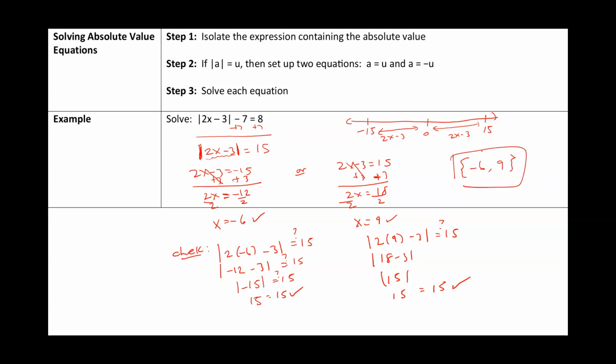So the steps are, first isolate the absolute value. Once you have done that, take the expression inside the absolute value and set it equal to -15 and set it equal to +15 and solve for x.